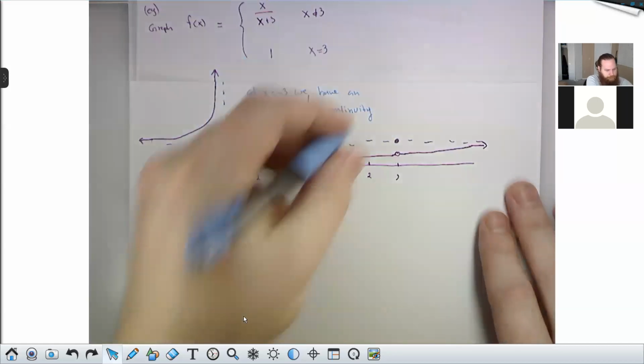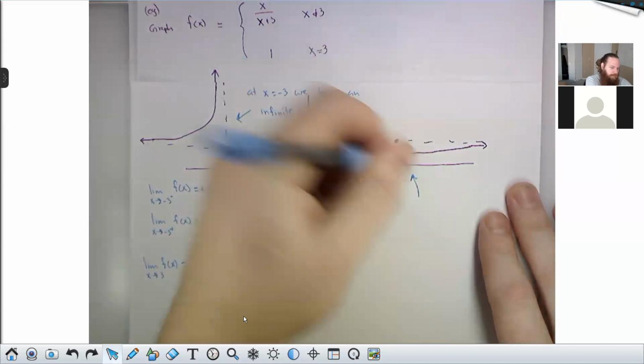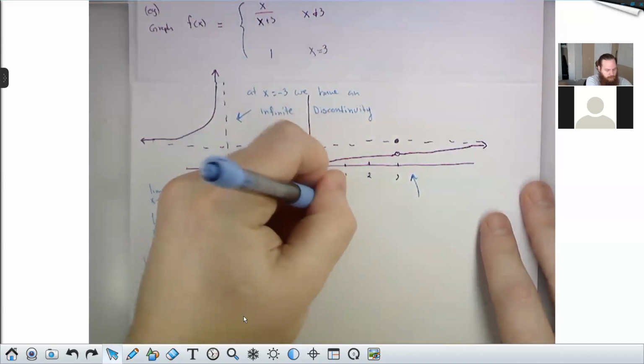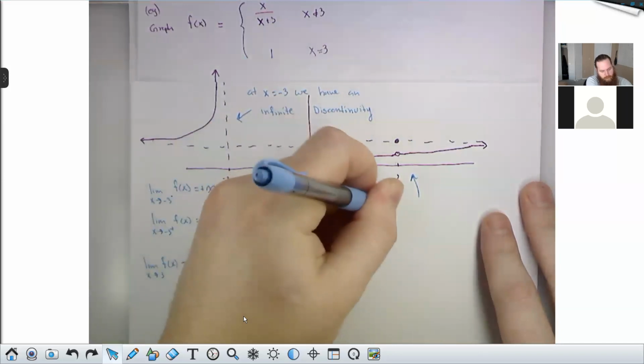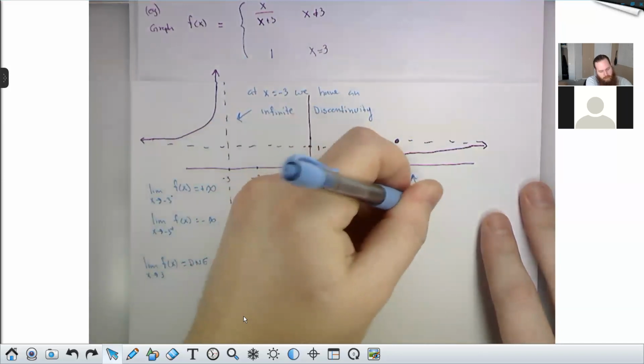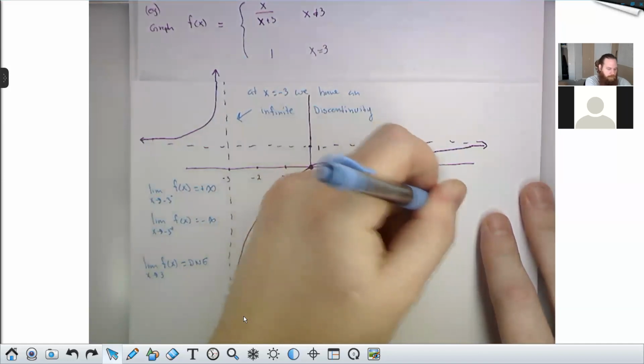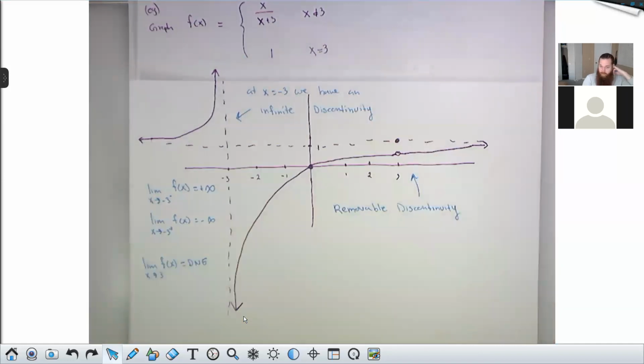Over here, though, this is a different kind of discontinuity. This is called a removable discontinuity. Because we could fix the discontinuity, we could make this function continuous just by taking this dot and moving it back down here. So by reassigning the function value at one point, we can make the discontinuity go away.